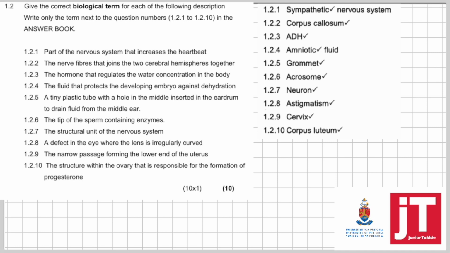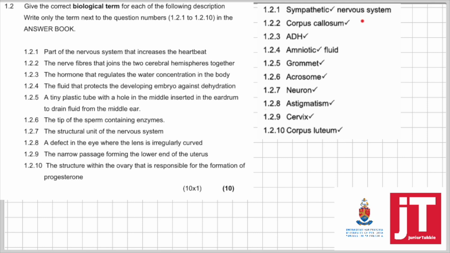1.2.2. The nerve fibers that join the two cerebral hemispheres together. Two cerebral hemispheres together, that's the corpus callosum. Don't write corpus luteum. Be careful when you are writing this and concentrate and check your work.